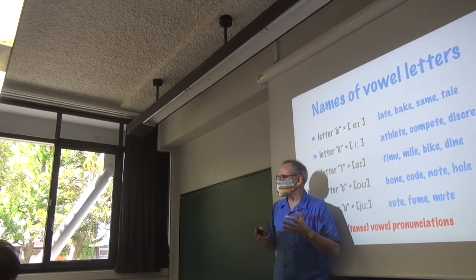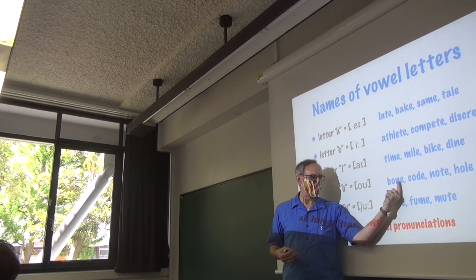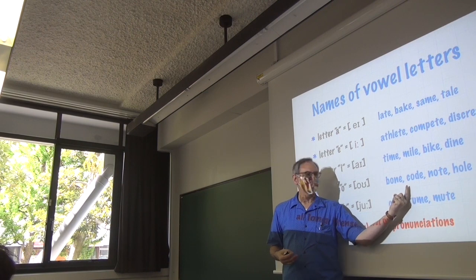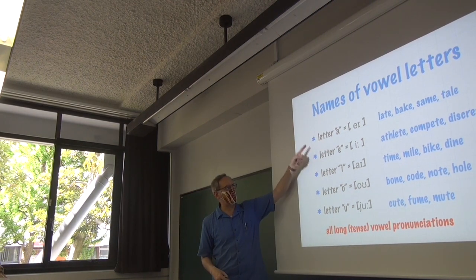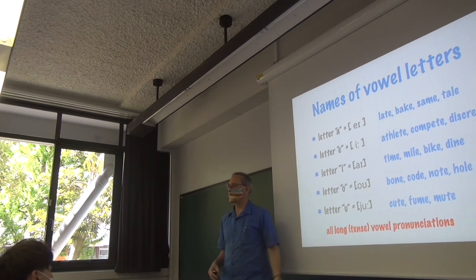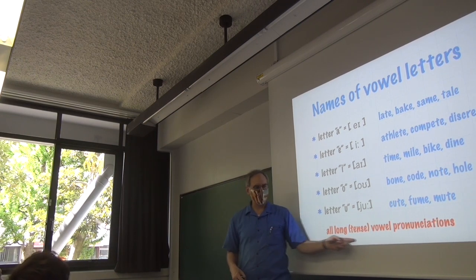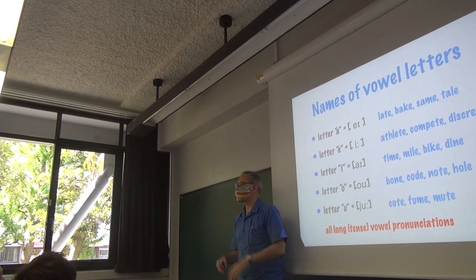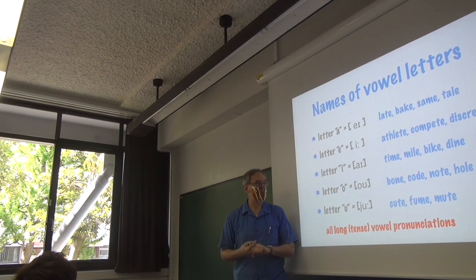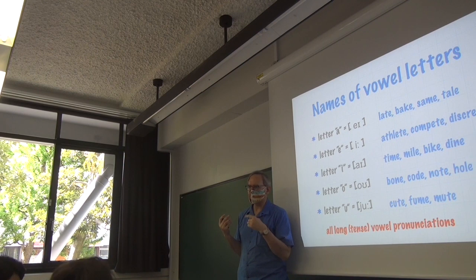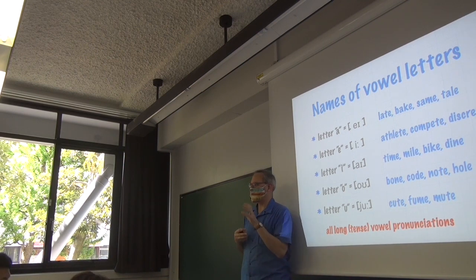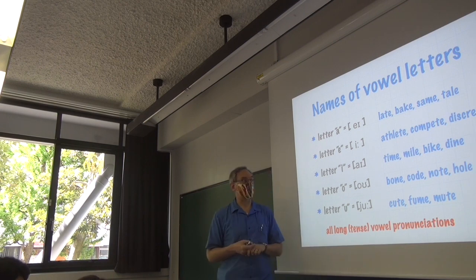So when words are written in written English, when they're spelled with a final silent E, the vowel before is pronounced in the same way as the name of the letter. And the names of the letters are always long, tense vowel pronunciations. So there are some cues or clues in English spelling for the way to pronounce these kinds of words.